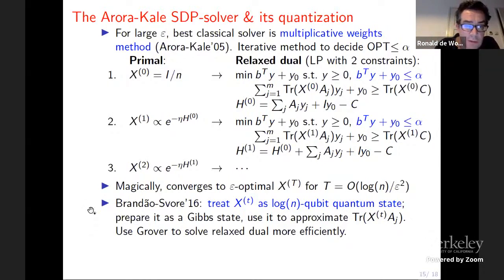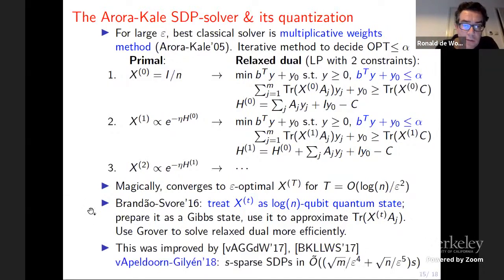Yeah, so this was the great idea of Brandao and Svore. This was then improved by a bunch of people, including myself and my students, and also Brandao, Svore, and the Maryland group. And currently the best result is by Van Apeldoorn and Gilyén. They showed that if you start with S-sparse SDPs, and this means that the constraint matrices and the objective matrix C each have at most S non-zero entries in each row and each column, you can get an epsilon optimal optimizer in this time here.